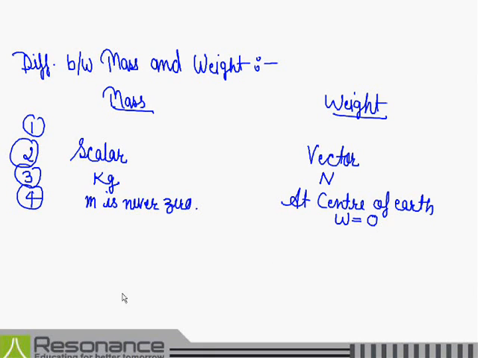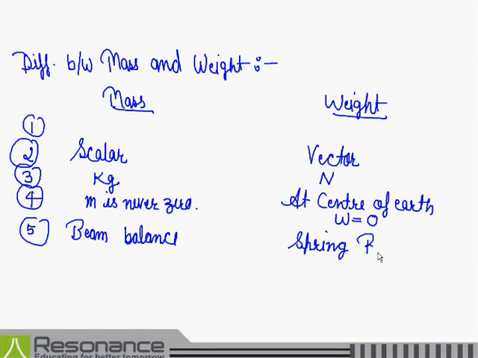Fifth difference is mass is measured by beam balance, while weight is measured by spring balance. These are the differences between mass and weight.